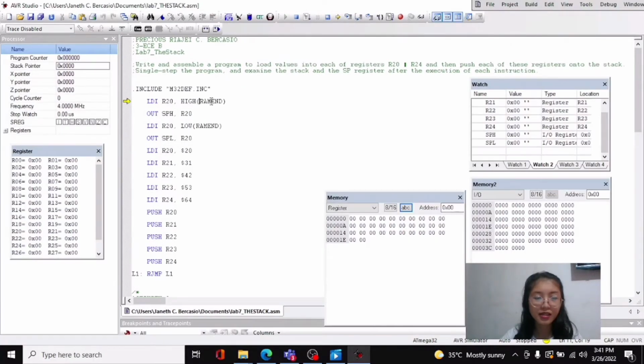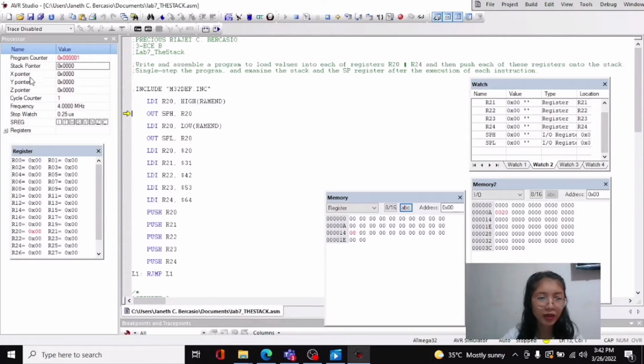For the first instruction, we have here the constant RAMEND, which is based on a read. It refers to the last address in SRAM, and RAMEND is usually 16-bit, so we have here the high and the low in order to break it down into 8-bit. Okay, so I will be pressing F11 to process LDI R20.